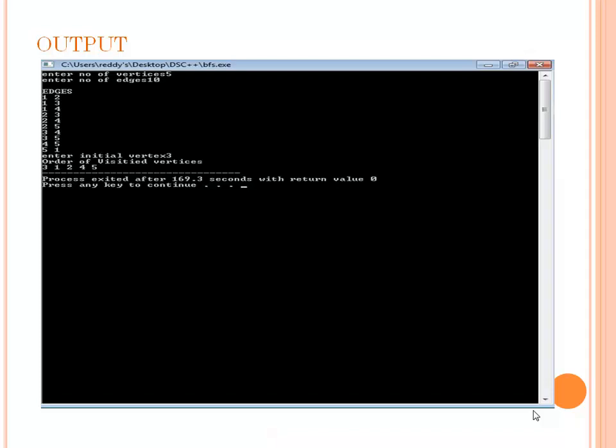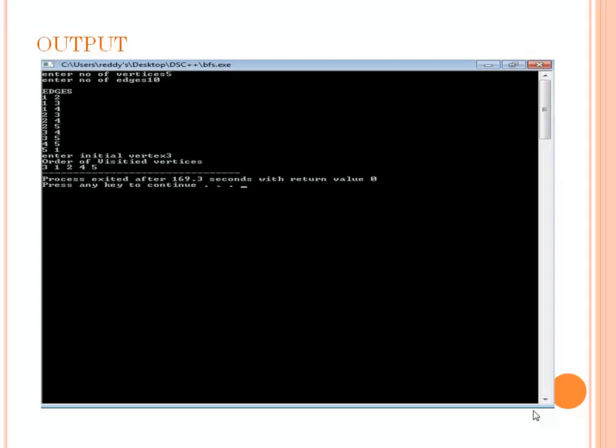Here is the output. We are going to get the prompt to enter the number of vertices. Here I am giving it as 5 and the number of edges as 10, and the edges are given as 1 2, 1 3, 1 4 and so on. Enter the initial vertex. Here I am giving the initial vertex as 3. Then it will display the order of visited vertices, that is 3, 1, 2, 4 and 5.